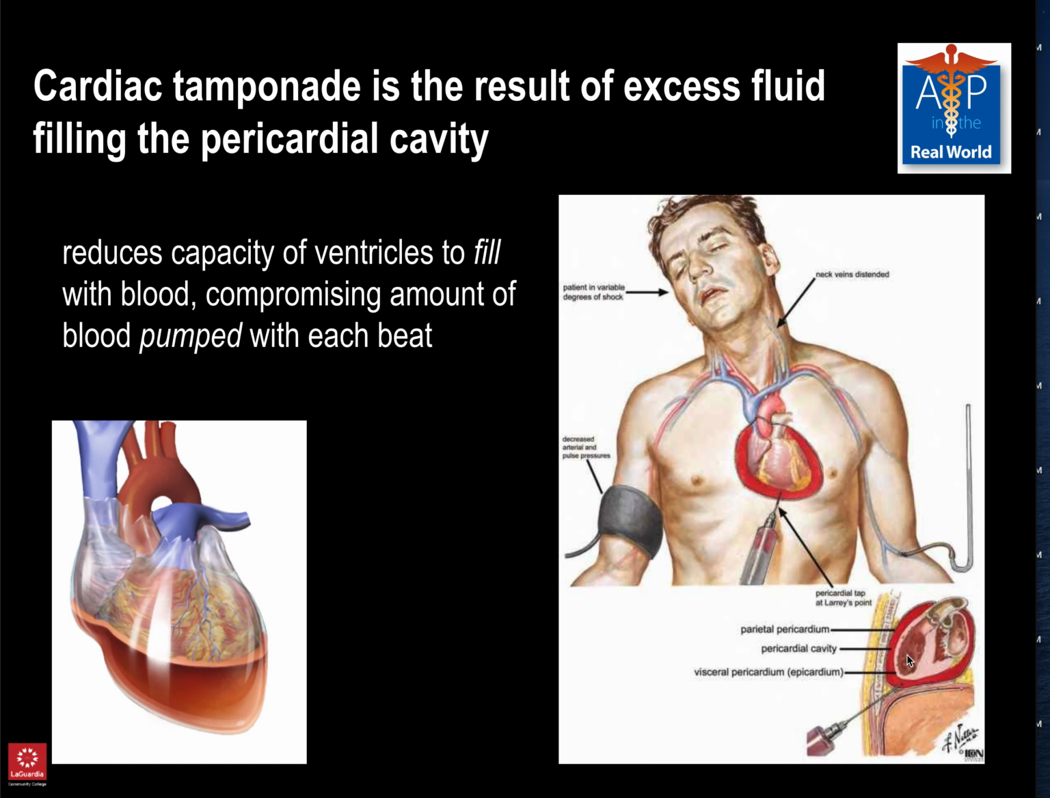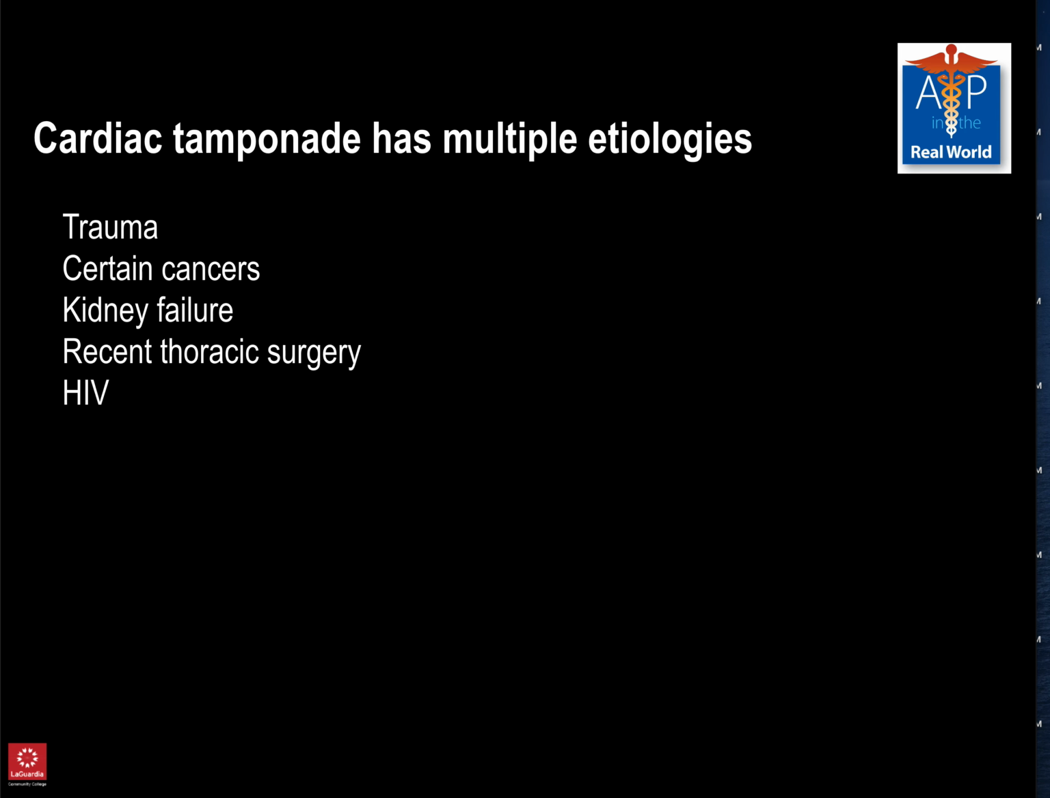So what you have to do to treat this is you have to take a surgical syringe and tap at a point known as Larry's point, and this will allow you to suck out this excess fluid. However, if it is done incorrectly, you can actually touch the heart muscle tissue, which is going to be disastrous for that patient. It has multiple etiologies. It can be caused by trauma, certain cancers, kidney failure, thoracic surgery, or even HIV.